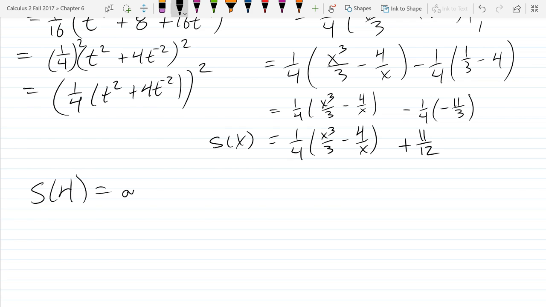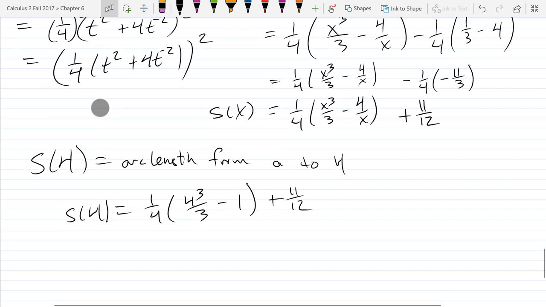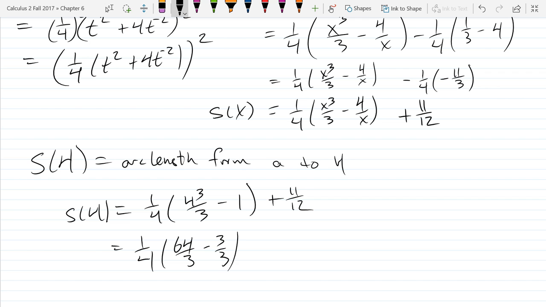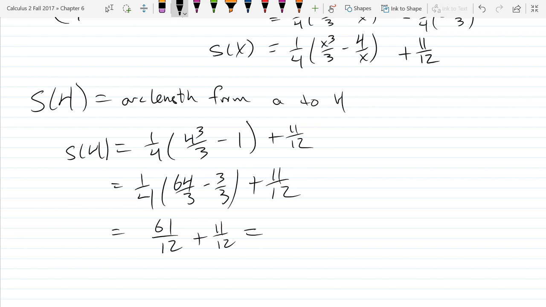So S of 4 is the arc length from a to 4, and we can plug in 4 pretty easily. S of 4, that's a fourth times 4 cubed over 3 minus 4 over 4, which is 1, plus 11 twelfths, whatever number this is. It's a lot of 4s. 64 thirds minus 3 thirds. So that'll be 61 twelfths plus 11 twelfths is 72 twelfths.